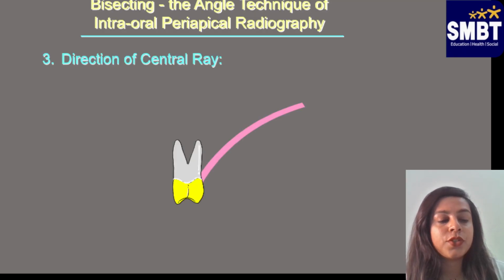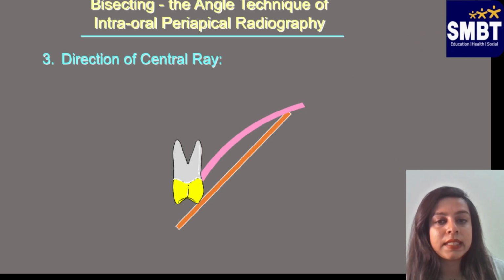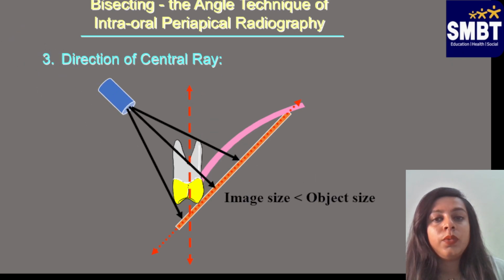We saw the patient positioning, we saw the placement of the image receptor. Now moving on, we'll see the direction of the central ray. By central ray, I mean the main X-ray beam that is going to pass through and expose the object, that is our tooth. In this scenario, these two red lines are depicting the long axis of the tooth and the long axis of the film. Now we will make a scenario in which the central ray is perpendicular to the long axis of the film.